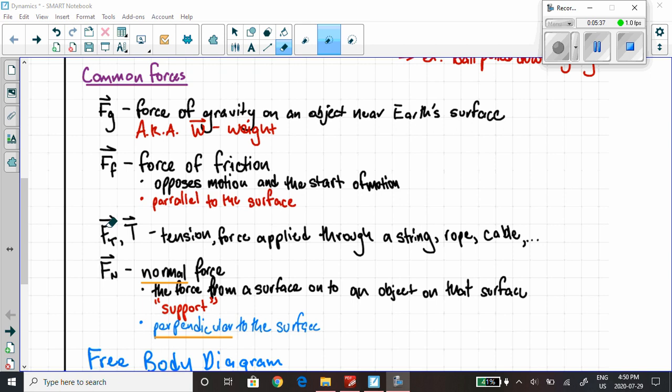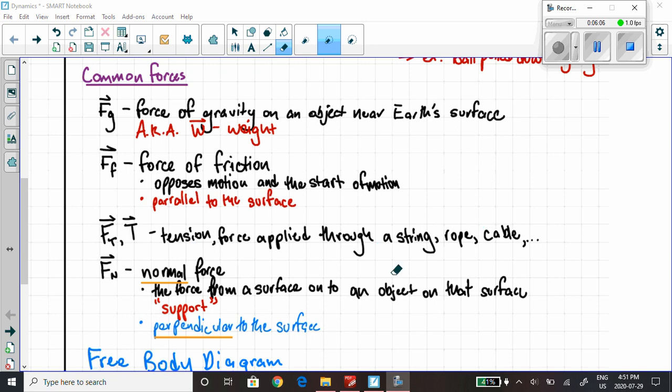Next, FT or just T, with arrowheads, they're vectors. Tension: force applied through a string, a rope, or a cable. So if you're pulling something, dragging something along with a rope, there is a force administered by that rope called tension. You've probably heard of that word before, but now it has a very technical meaning. It's a force applied through a string or a rope.